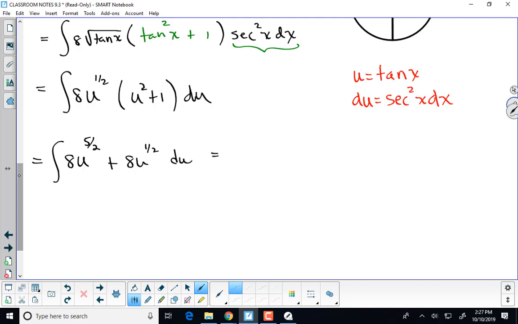So we will get 8u to the 7 halves times 2 sevenths plus 8u to the 3 halves times 2 thirds plus c.